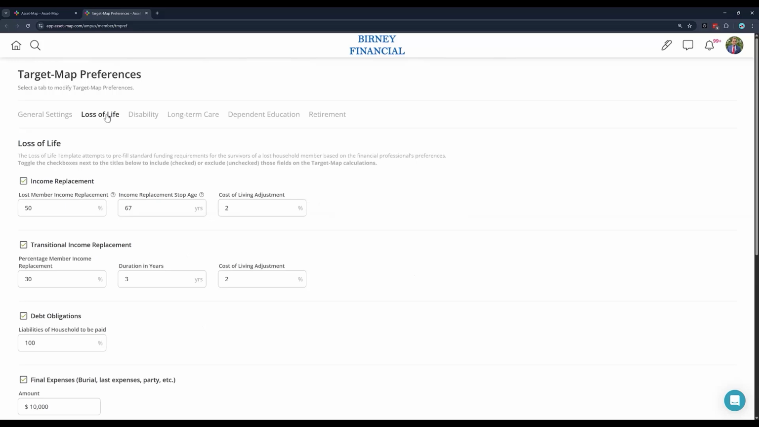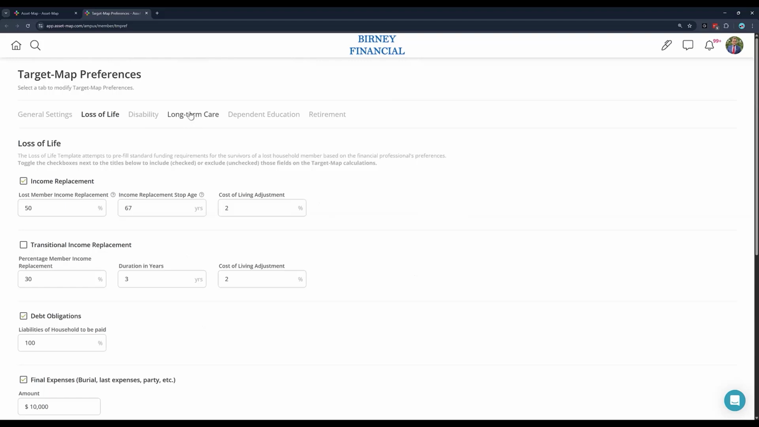Loss of life, you just saw me run. These are all of my defaults here. If you want to put different numbers, please do. If you think transitional income is silly and you don't want to talk about it, uncheck the box. When you save these changes, now every loss of life target map you run will follow your own unique preferences.